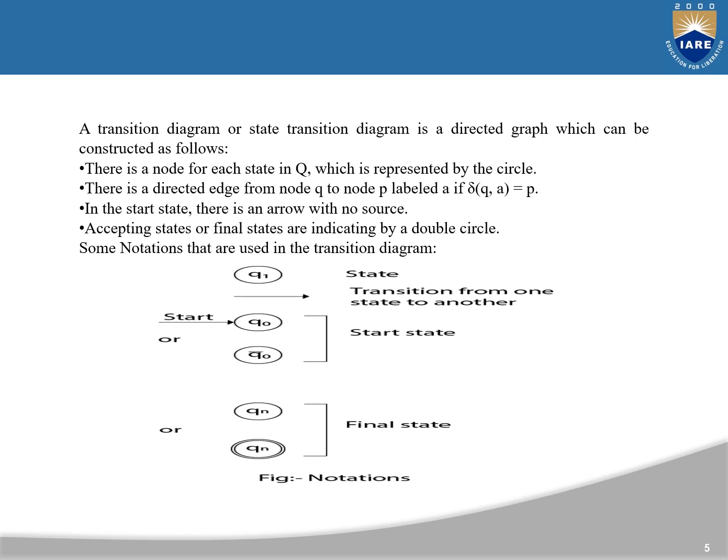Some notations that are used in a transition diagram. Q1 state. Arrow: transition from one state to another. Start arrow to Q0: Q0 is the start state. Q1 in a double circle: Q1 is a final state.